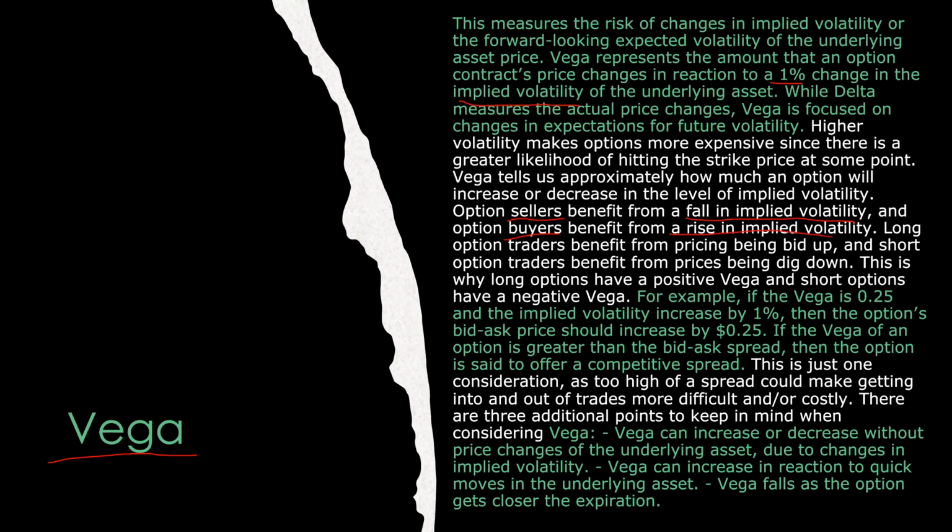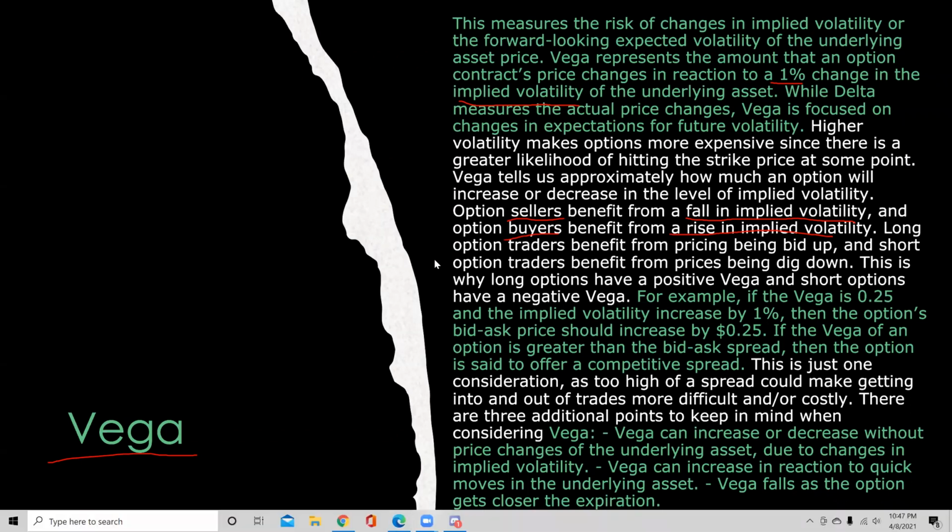If you've ever been in a contract and some news is about to break, like a meeting coming up or an earnings report, you'll notice that a spike in IV can cause your premiums to go through the roof. Long options traders benefit from prices being bid up, and short options traders benefit from prices being driven down. This is why long options have positive Vega and short options have negative Vega.